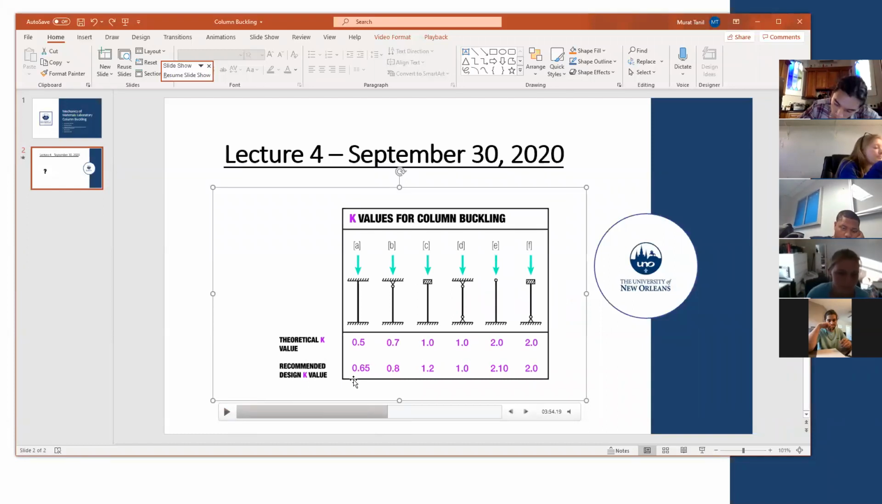Recommended design K values. You don't need to know these values before you get to design class. These are for, let's say, if you're working with wood and different types of material, you can look at the recommended design K values and adjust the effective length. That's when you need it.